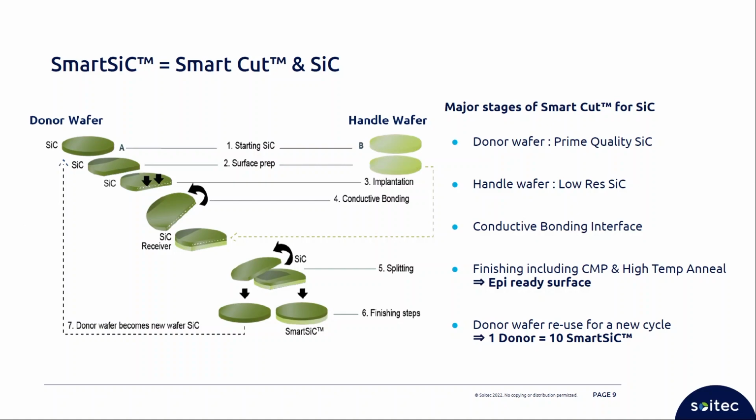The second part after the splitting, we call it the negative, so that's a piece of the material of the donor. It is then refreshed to obtain a new donor wafer. So with the refresh cycle, from one donor we will have 10 SmartCut wafers. So we multiply the number of wafers.